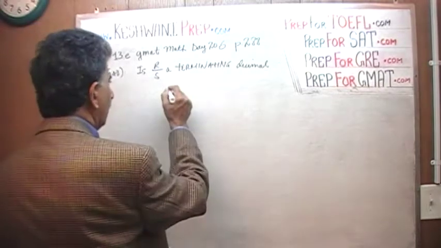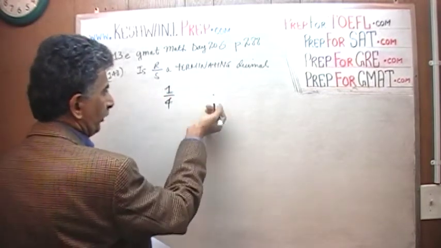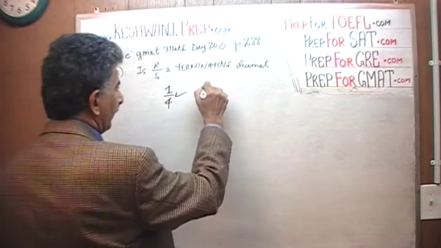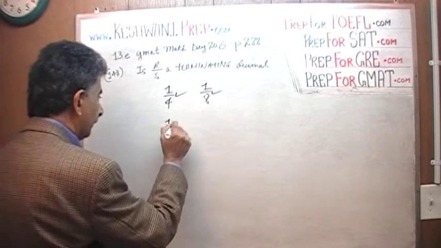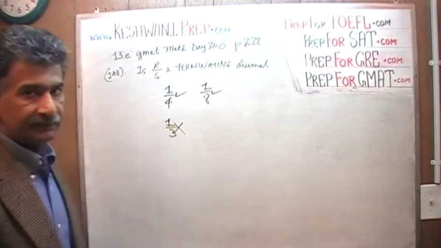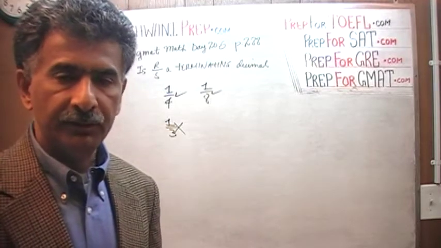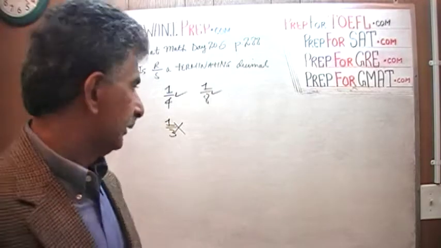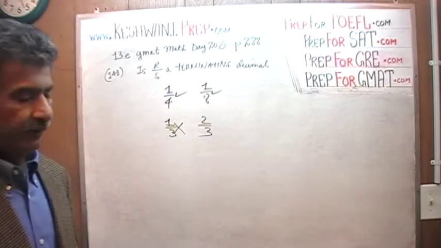For example, 1/4 is a terminating decimal because it ends, 0.25. That's the end of it. 1/8 is a terminating decimal. 1/3 is not. 1/3 does not end at all, ever and ever. It just goes 0.33333 forever and ever. 2/3 is not a terminating decimal. Do you understand? So that's what it is.